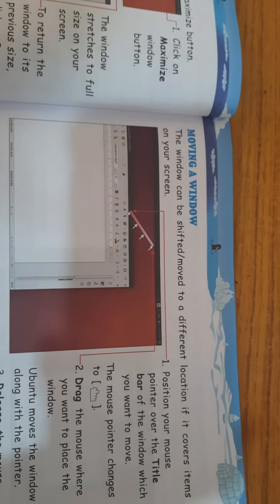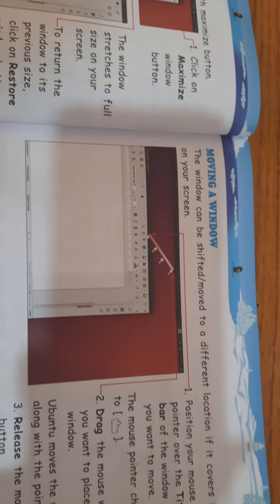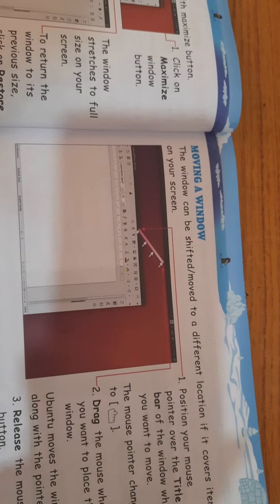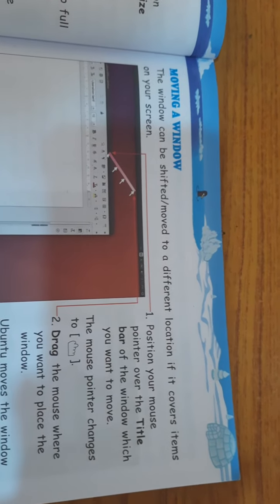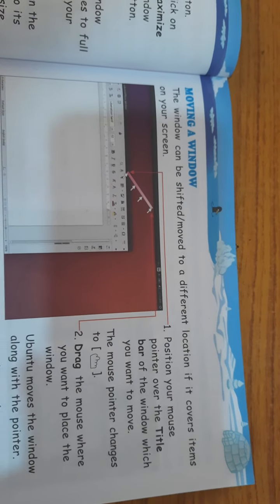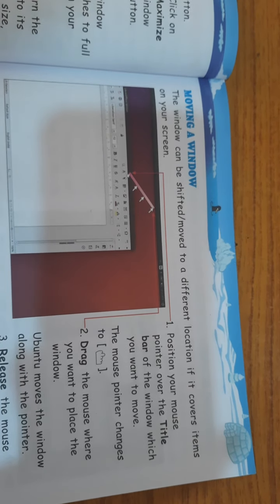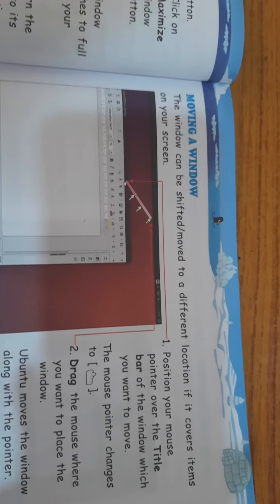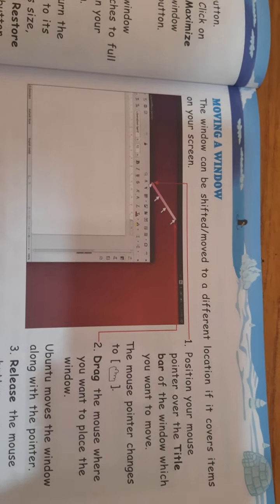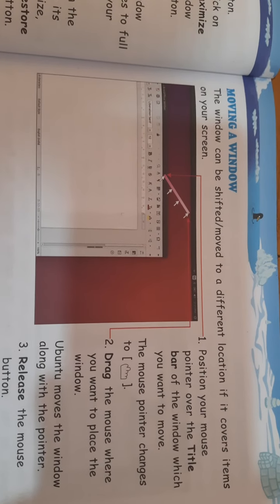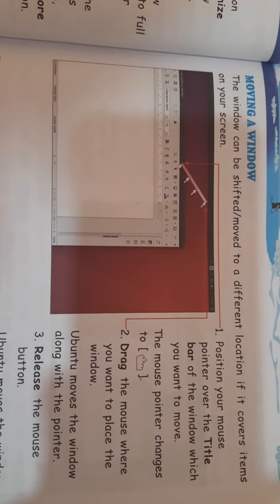Okay, now next is moving a window. Moving a window means, on the system, if you want to move your window, how you can do it. The window can be moved to a different location if it covers items on your screen. Position your mouse pointer over the title bar of the window which you want to move.